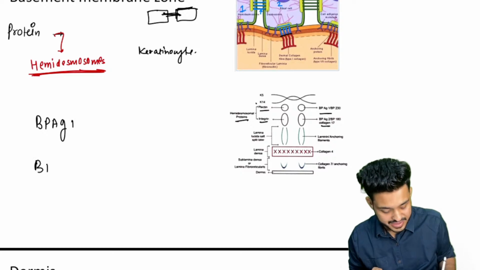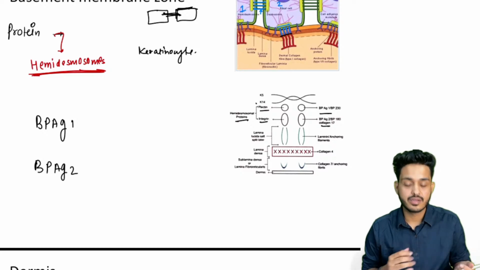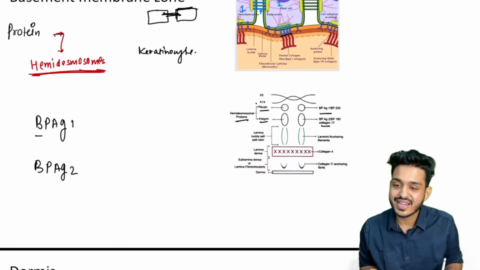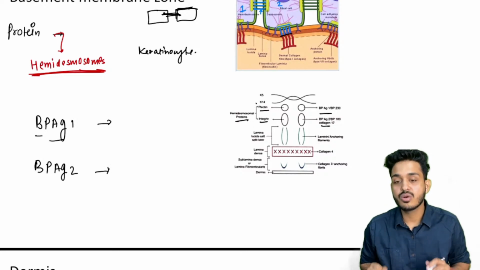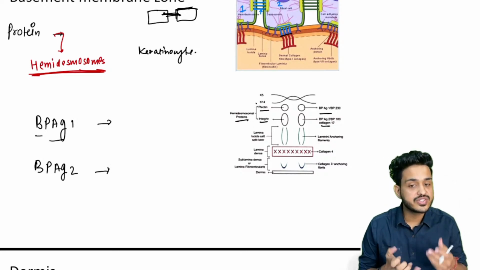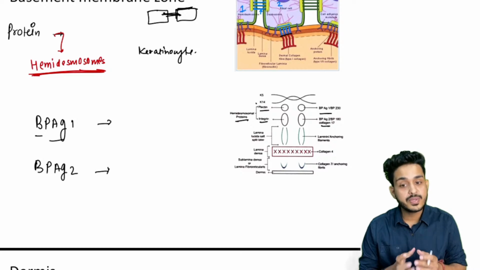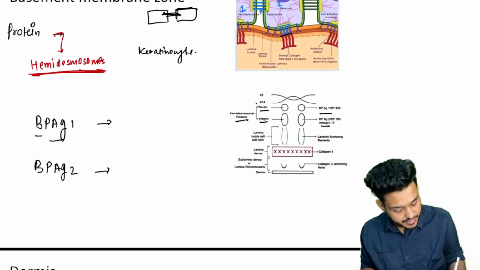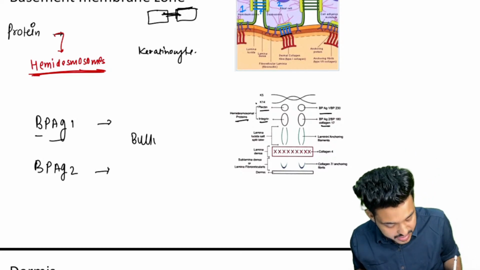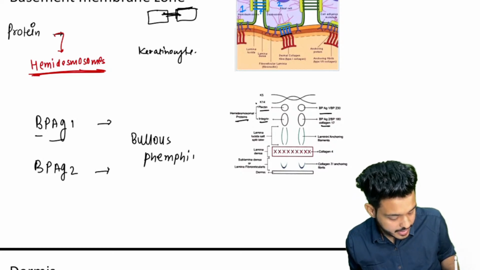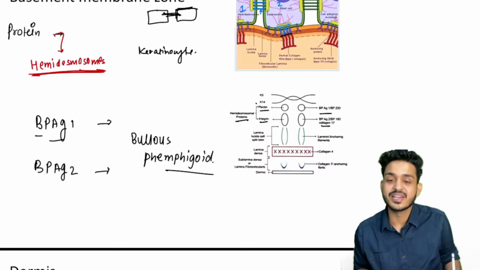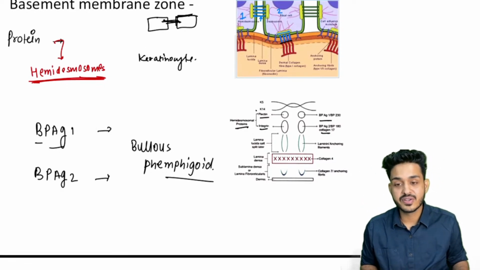BPAG1, BPAG2. What is the meaning? You can remember it like Bullous Pemphigoid Antigen 1. Okay, so BPAG1 and BPAG2, if there is a mutation of BPAG1 or BPAG2, then what will happen, guys? There will be a disease known as bullous pemphigoid. Simple, right? Pemphigoid. There will be a disease known as bullous pemphigoid.